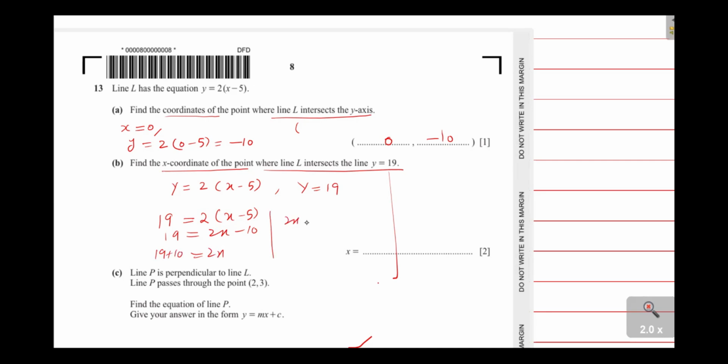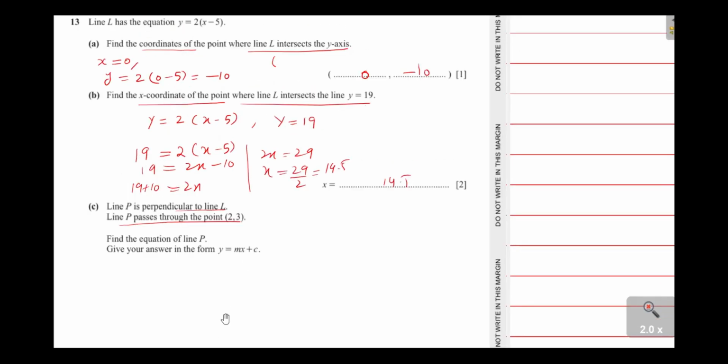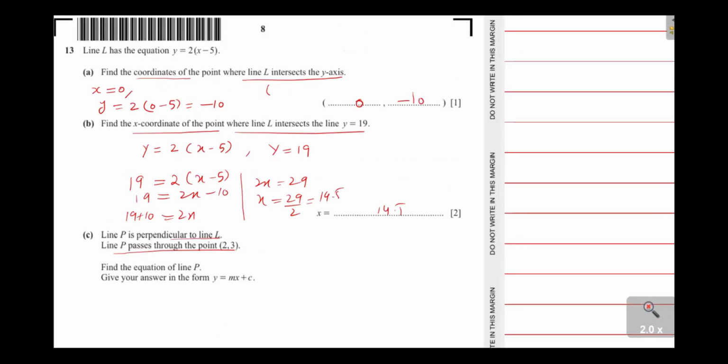Therefore, 2x is equal to 29 and x is equal to 29 over 2, and this will be equal to 14.5, and this is the answer. Part C, the line P is perpendicular to line L. The line L passes through (2, 3). Find the equation of line P. Look here, the line L has the equation y equal to 2 into x minus 5.